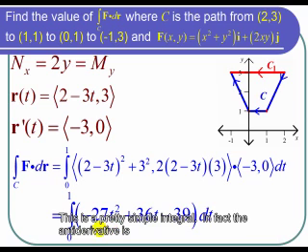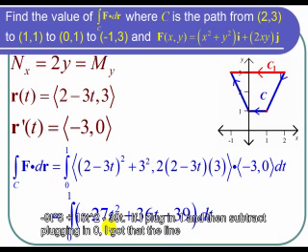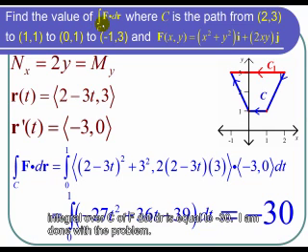In fact, the antiderivative is -9t cubed plus 18t squared minus 39t. And if I plug in 1 and then subtract plugging in 0, what I got was that the line integral over C of F dot dr is equal to -30. And I'm done with the problem.